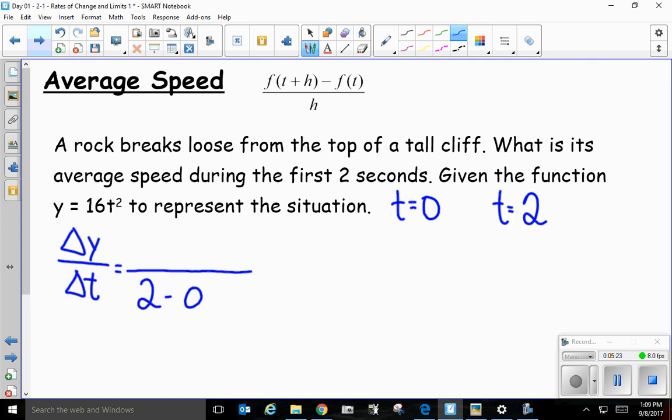So now, those are my t values on the bottom. What about the top? I need to figure out what my y is when my t is 2. So it'll be 16 times 2 squared. Okay, that's what my y value would be at time 2, wouldn't it? I just put t in the equation. Minus my y value when my time is 0.